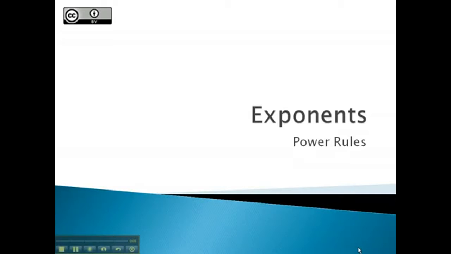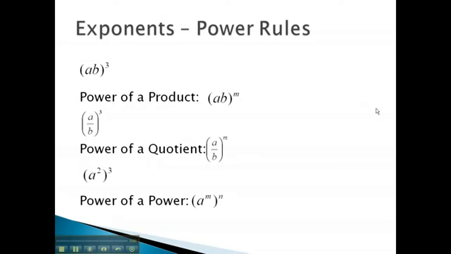In this video, we will look at simplifying expressions with exponents using power rules. There are several power rules that we use on exponents. First, let's investigate (a times b) cubed.